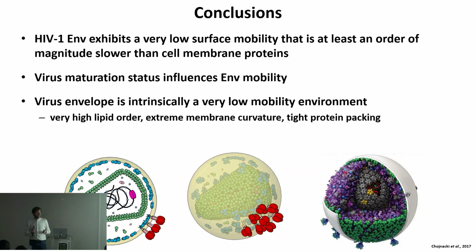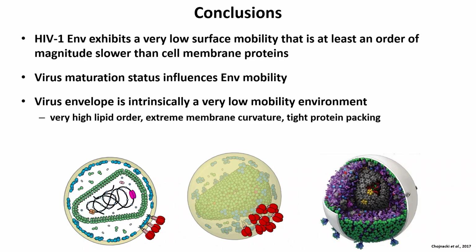So to conclude this, basically, we found that HIV exhibits a very low surface mobility, at least an order of magnitude slower than what you see on cell membranes. We found that the virus maturation status does influence the mobility, and the virus envelope is an intrinsically very low mobility environment. And this can be attributed to very high lipid order, extreme membrane curvature, and tight protein packing.